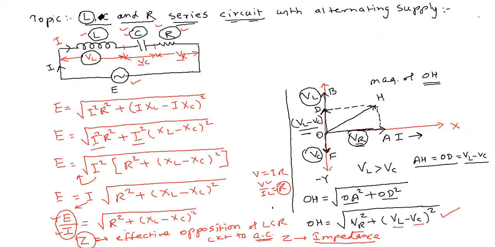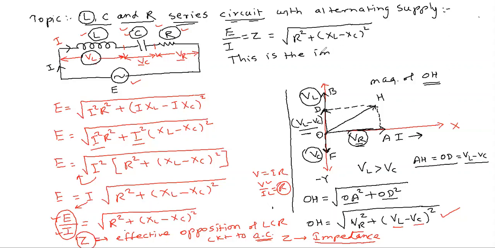Okay, so I can write now here, Z is the impedance, that is E upon I is equal to Z, which is impedance, and that is equal to square root of R square plus XL minus XC whole square. Okay, this is called the impedance of the LCR circuit.